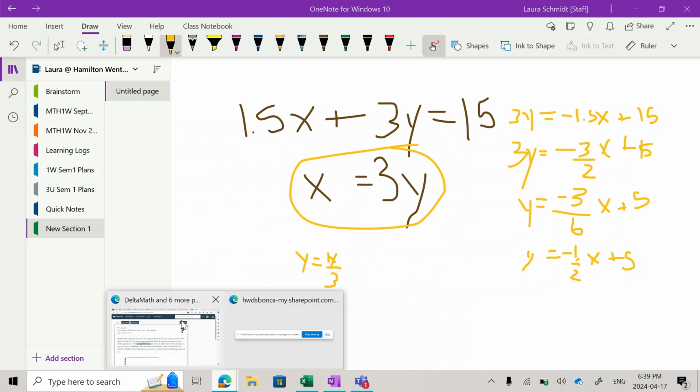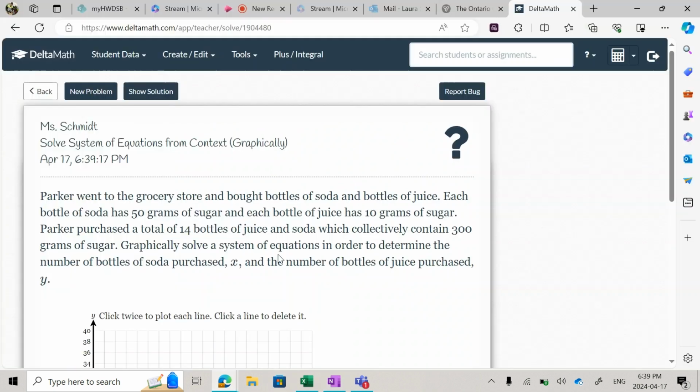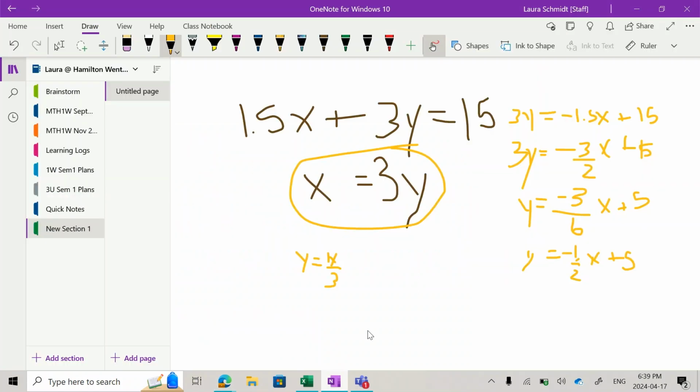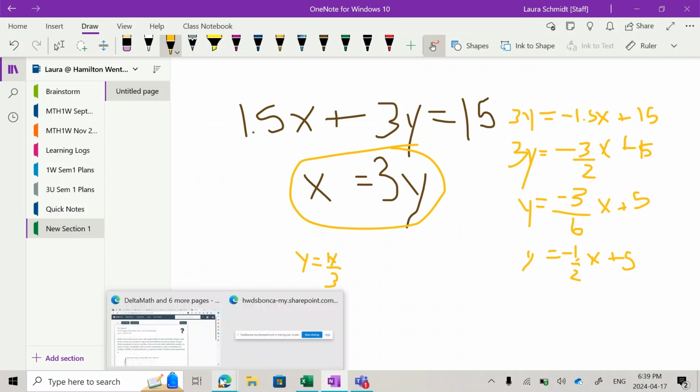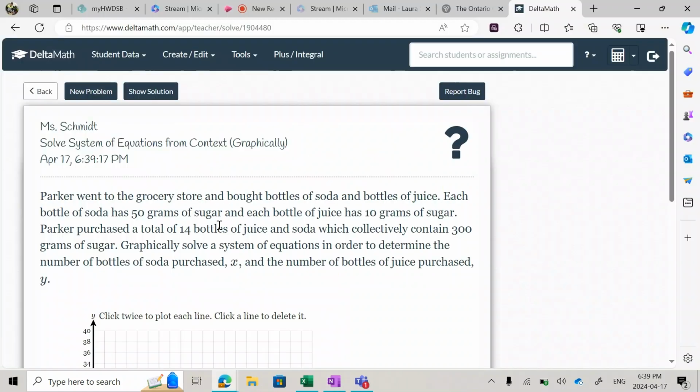I mean, this is way harder than what will be on the test. So if you want to skip this altogether, that's totally fine. This is really what you'll be doing in grade 10 math. And then you'll learn how to solve this algebraically as well as graphically. Okay, sorry about the tricky questions.